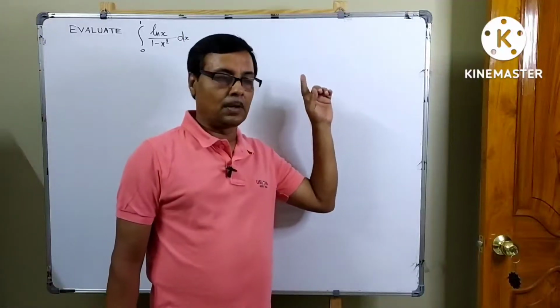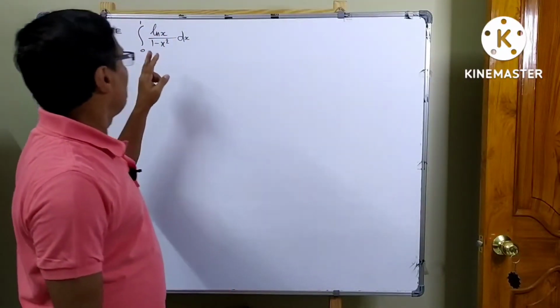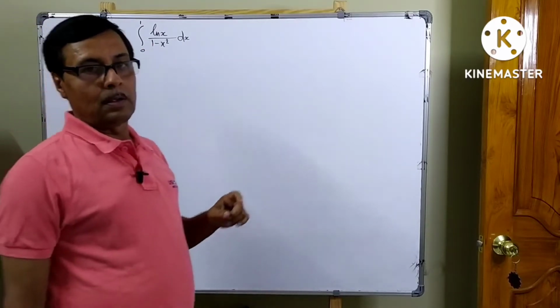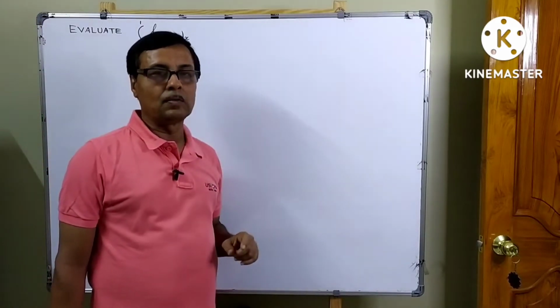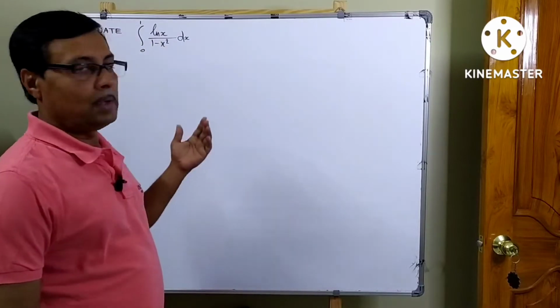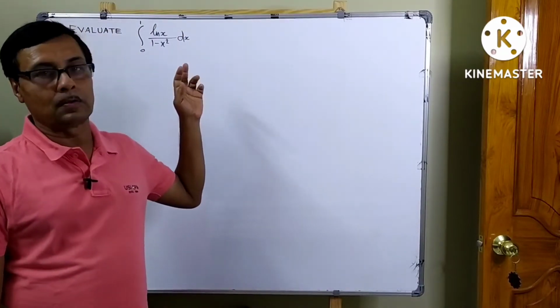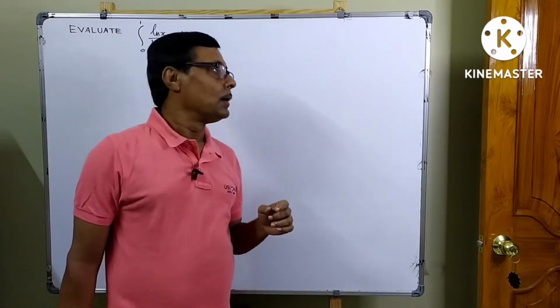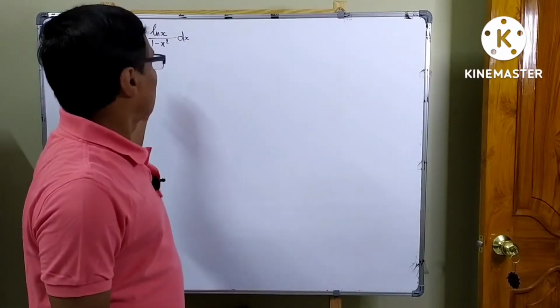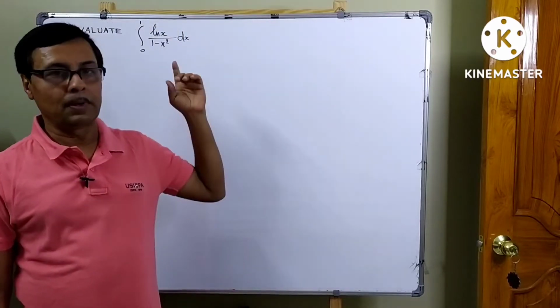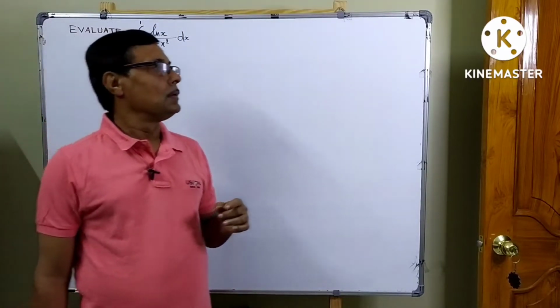This is a definite integral. Also, this is an improper integral because the value of the integrand is infinity at x equal to 1. We have no formula that can be used directly to evaluate this integral, but the method of substitution is also inapplicable in this integral.